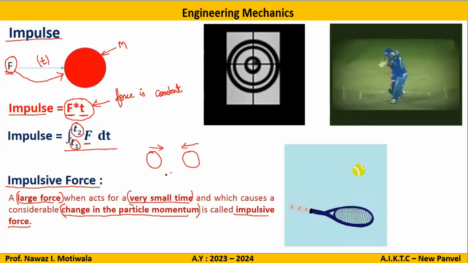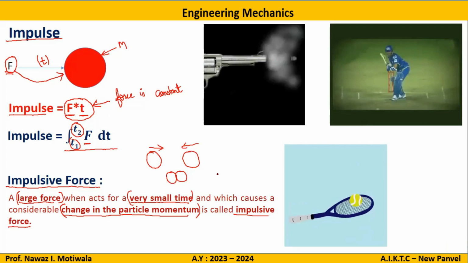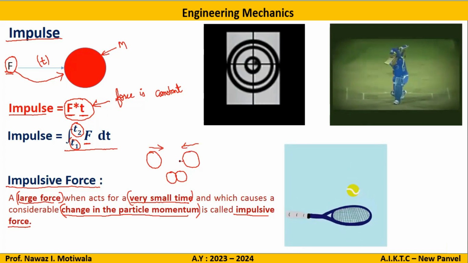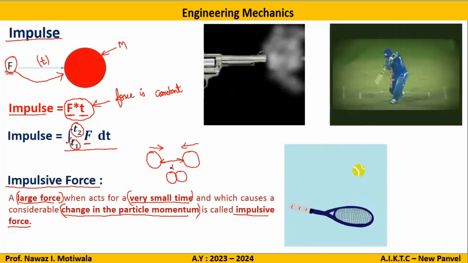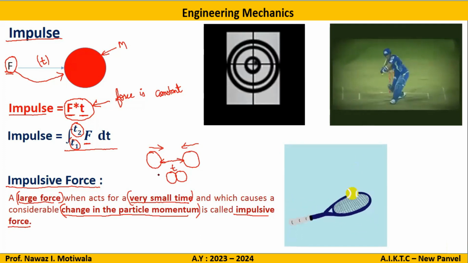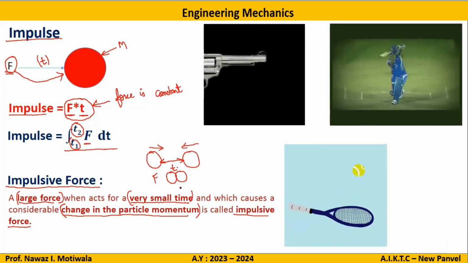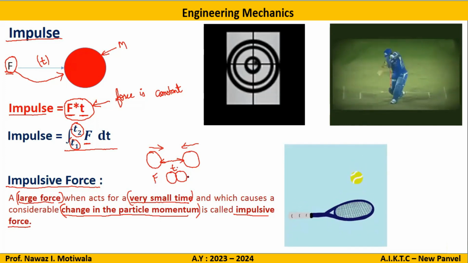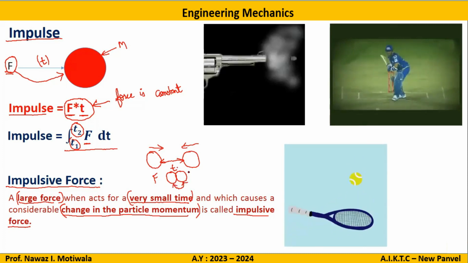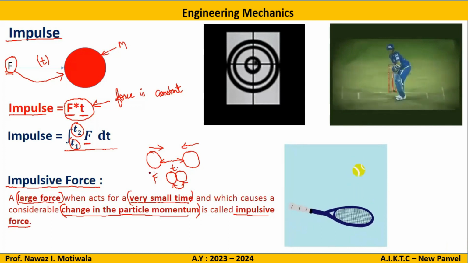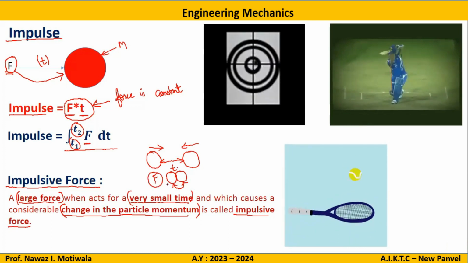When these two particles collide with each other, they separate, and the collision between these two particles will be for a very short period of time, that is t, but it will impart a large force on each other. So large force on each other, minimum time, and after collision this will change the velocities of the particles, that means it will change the momentum. Hence we can say that an impulsive force has been imparted on this particular body.